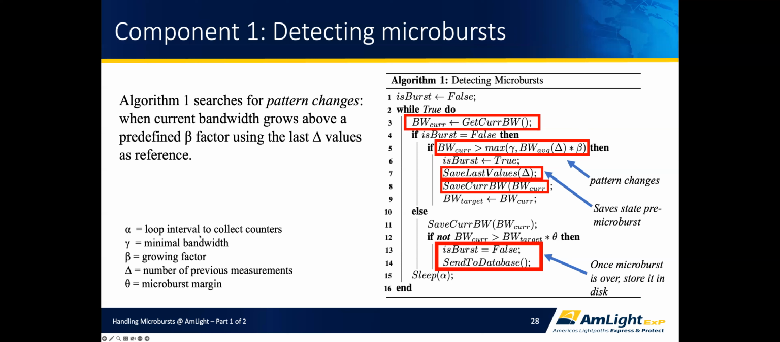So you have the loop interval to collect those counters. You have the minimal bandwidth. So for example, we don't consider a microburst any change that's smaller than 14 gigabits per second. It doesn't matter if you went from 0 to 13.9, we don't call it a microburst, because then it would start polluting too much.